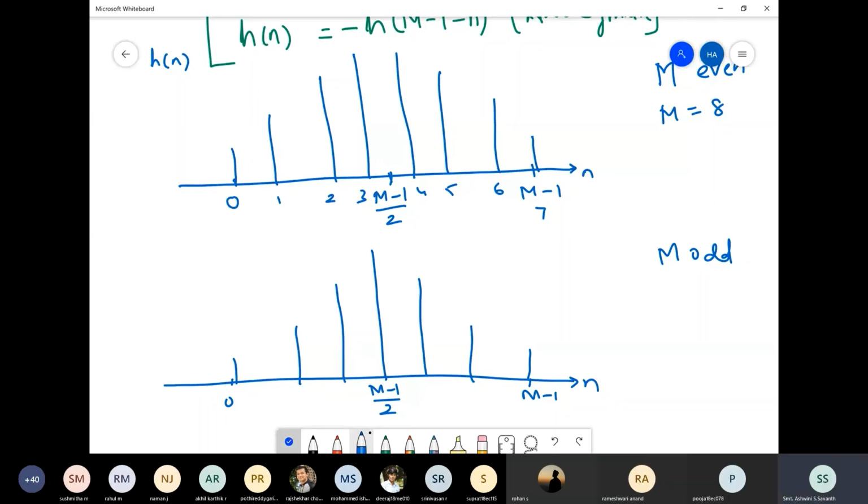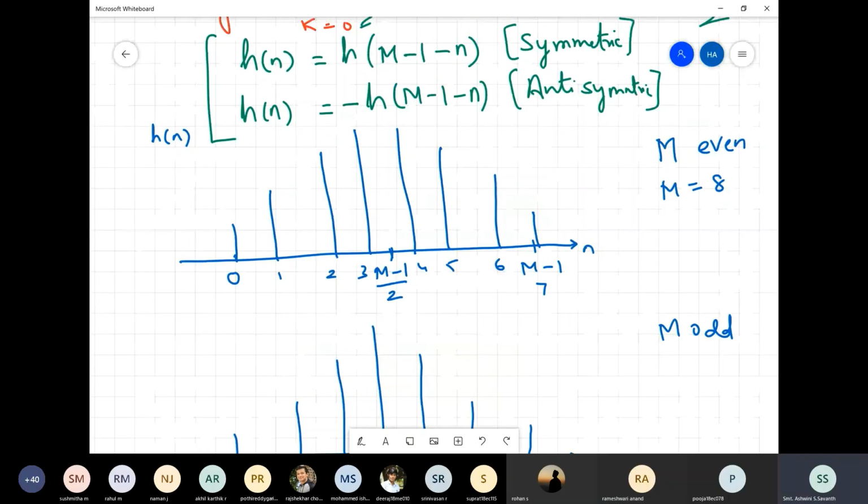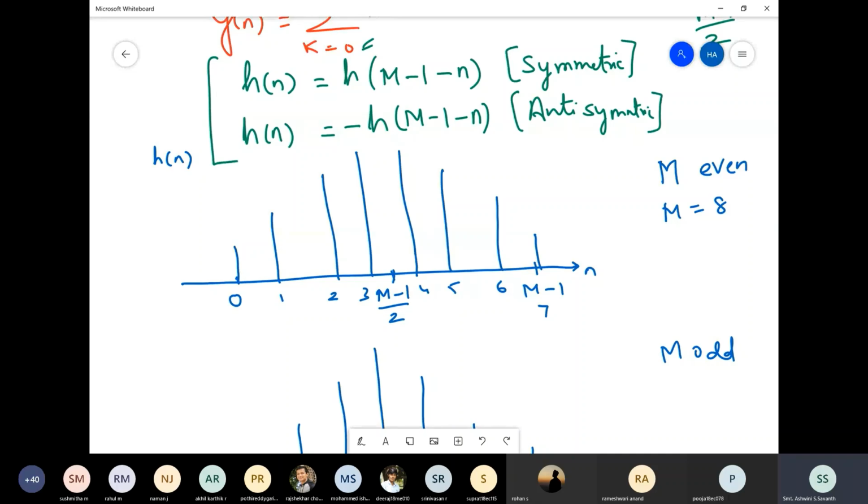So do you want to check using the equation whether this is satisfying? Just see the equation now. The first equation, h of n equals h of m minus 1 minus n. So the first sample, h of 0, will be equal to h of m minus 1, isn't it? If you put n equal to 0, in the same fashion, the corresponding values are going to be equal. So that is the reason the equation is going to change, because here the symmetry is about the midpoint and not about the origin.